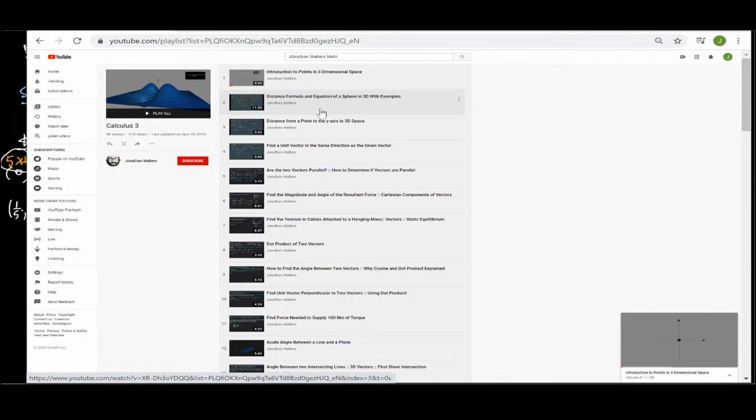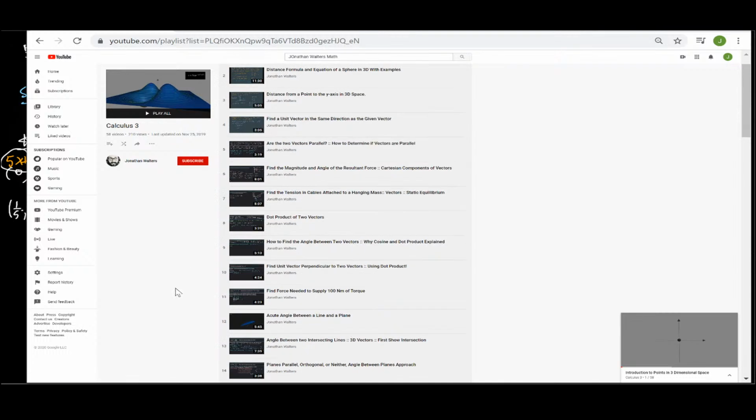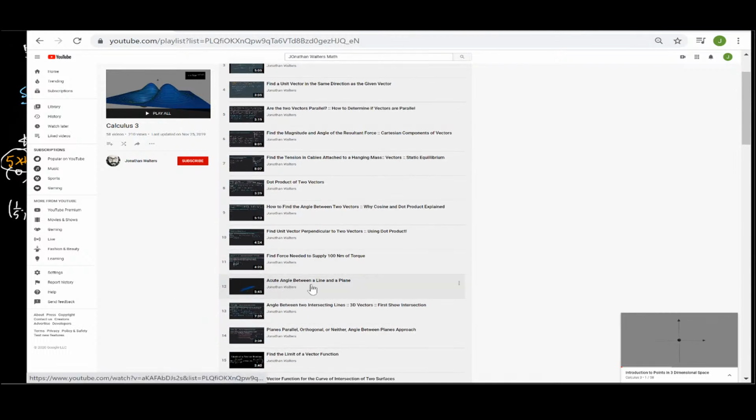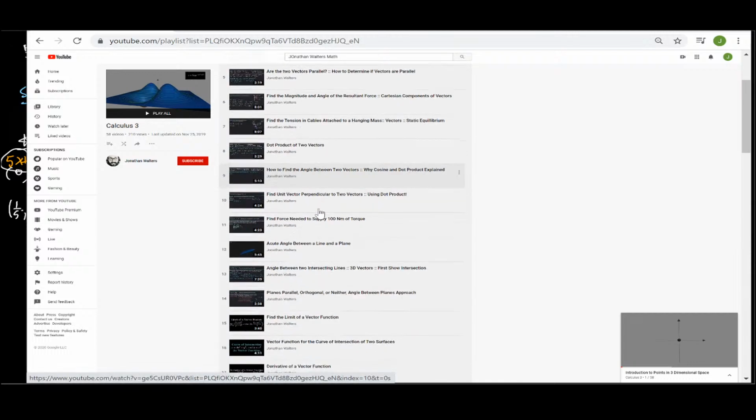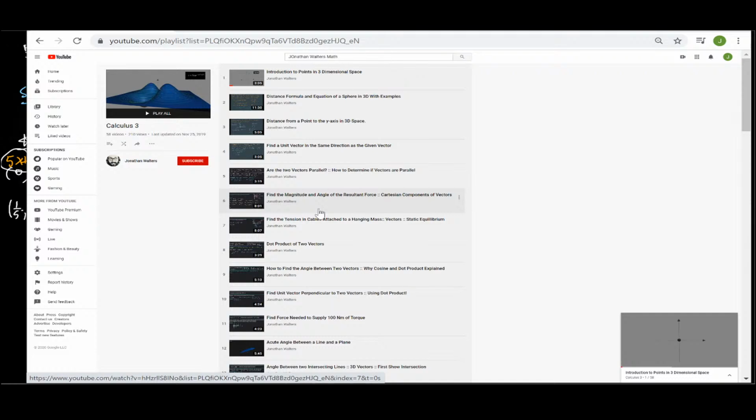Sometimes I have the exact problems from the homework in there. Sometimes it's just arbitrary problems that I made up, kind of like this problem here, the acute angle between a line and a plane. I really like that problem just because it's so conceptually rich. So this one is actually similar to a problem in the homework, but it's actually a little more complicated. So just find the tension in the cables. So just a bunch of good examples here that are not in the playlist I provided you in our course.